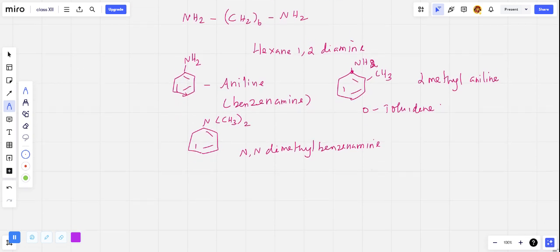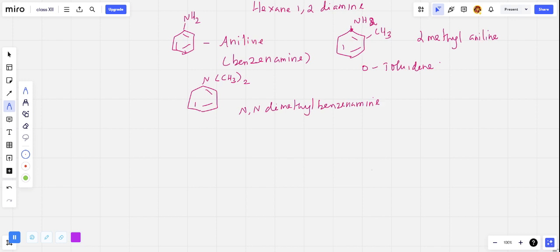So we completed the IUPAC naming and the structure. Now we will see the preparation.